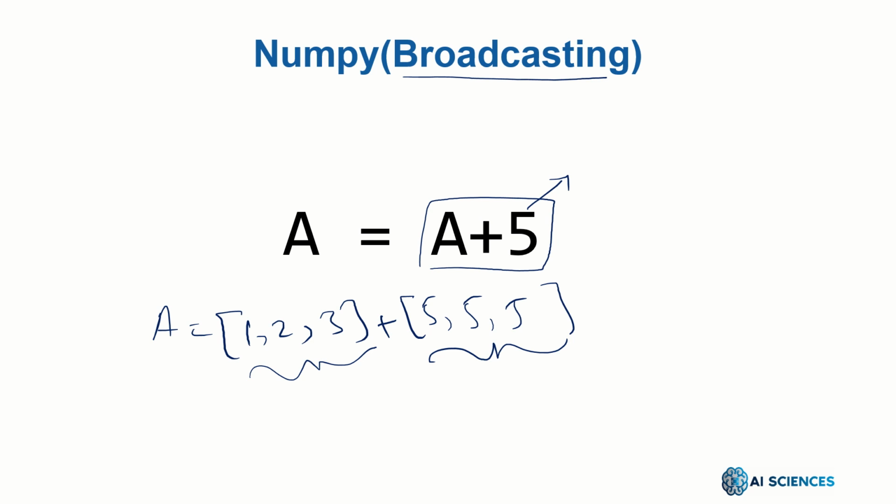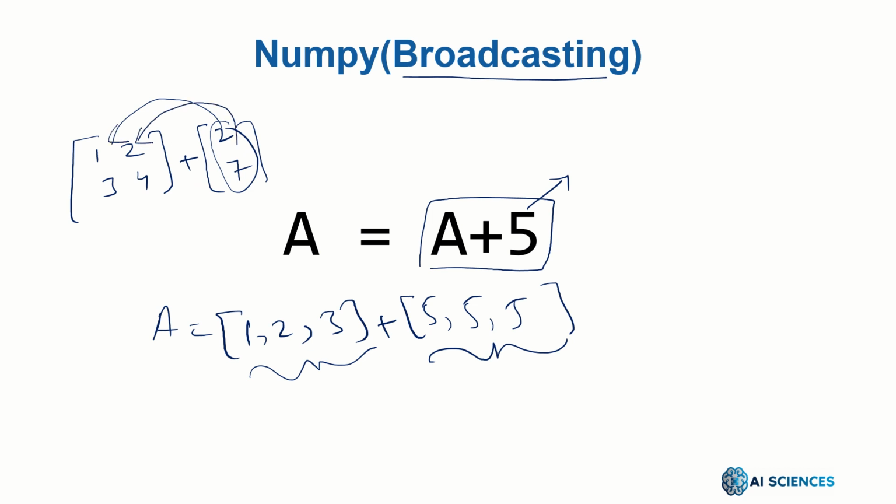But care must be taken. In certain situations, the broadcasting cannot happen. For example, broadcasting can happen if you have a two-dimensional array, 1, 2, 3, 4, and then you have a value, let's say 2 and 7. In this particular case, the 2, 7 will be repeated, added to the first column, and then added to the second column, so you basically get a copy of it, and everything will happen. In this case, it can happen.